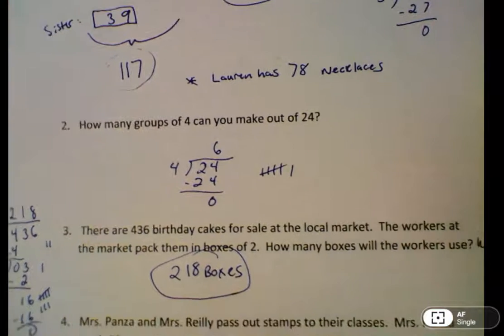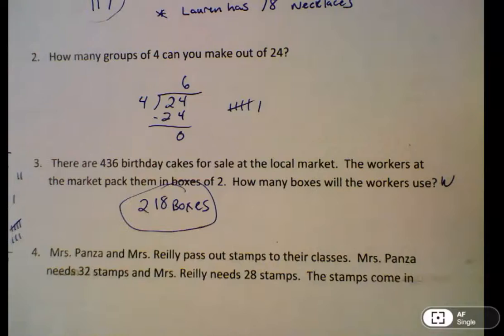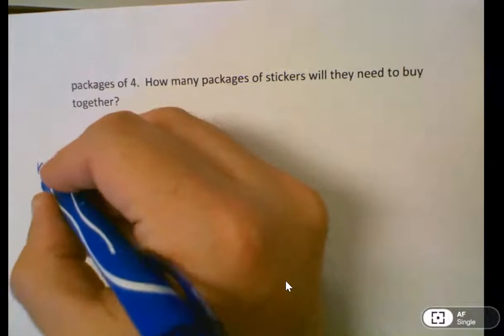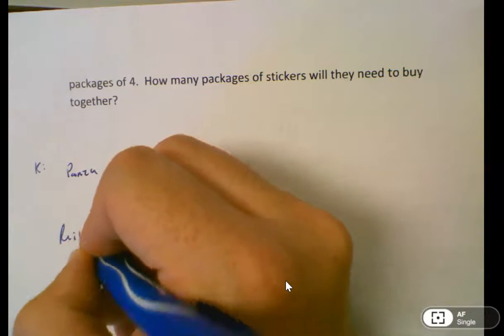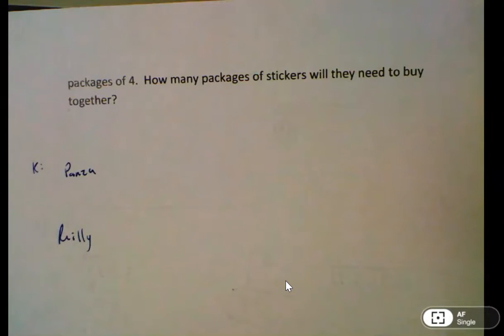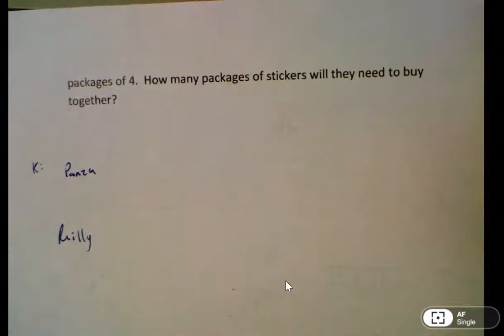Number 4, I apologize, starts on the front and then goes on the back. So here's how I'd set it up. First, in reading the problem, you can see that we have 2 teachers, Mr. Panza and Mrs. Riley. Mr. Panza needs 32 stamps for his students. Mrs. Riley needs 28 stamps. So when I flip it over to set up my bar model, my K would be Panza and Riley. And I can determine, based on the fact that we're breaking them into packages of 4, how many packages of stickers that we'll need to buy together.